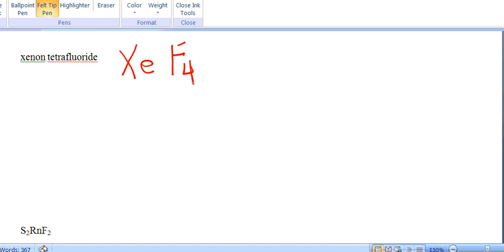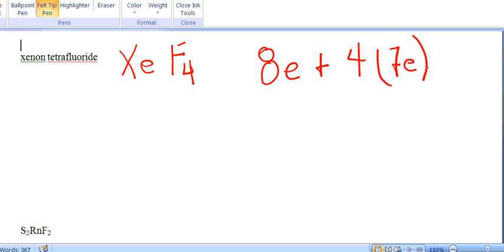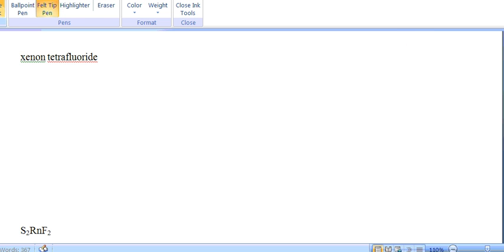So doing a count of electrons here, Xenon brings 8 valence electrons. Yes, even though it's not sharing electrons, it does have 8 valence electrons. Plus the fluorine, we have 4 fluorines and it brings 7 each. So that gives us a total of 28 plus 8, which is 36 electrons. So knowing that we have 36 electrons, now we can go ahead and build our structure here.